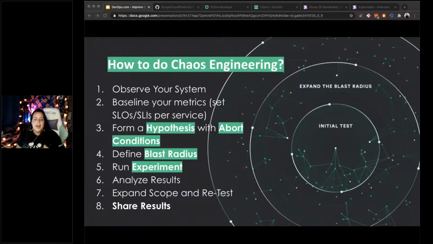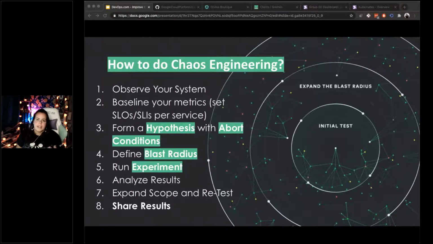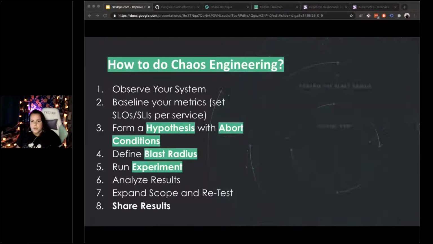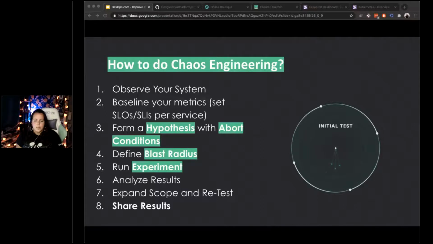Then you want to go ahead and define that blast radius, define that magnitude. Where am I running that experiment? How small is this experiment going to be?